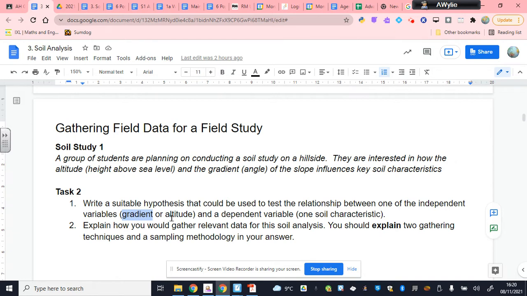So think about which variable you want for the independent variable. You've got a choice of two. Select a soil characteristic, any soil characteristic, and tell me what the hypothesis is.